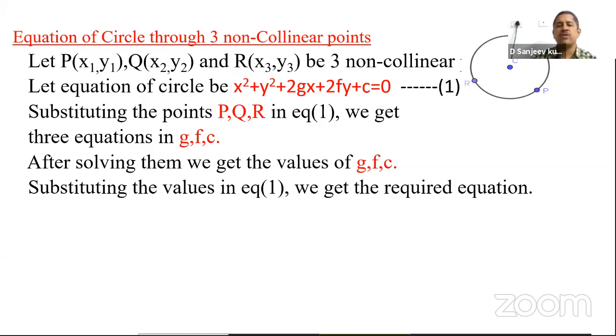So all these 3 values you are going to get. Once you get the values of G, F, C, substitute them back in equation 1, and you get the equation of the circle. So the method is simple. Whenever you have the general equation of circle, substitute the points P, Q, R in it. You get 3 equations in terms of G, F, and C. Solve the 3 equations, you get the values of G, F, C. Then substitute back the values of G, F, C in equation 1.